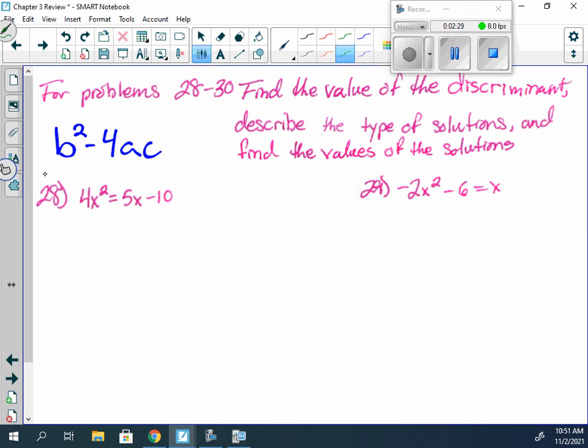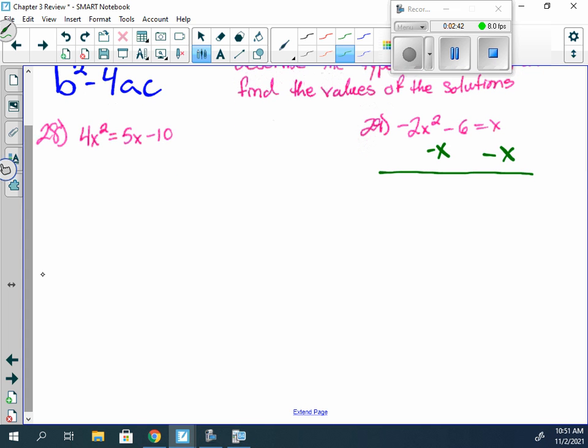Number 29. Now, we do want this equal to 0 so we can know the correct signs for A, B, and C. So to get this equal to 0, we would subtract x from both sides. And when we subtract x from both sides, we get that we have negative 2x squared minus x minus 6 is equal to 0.